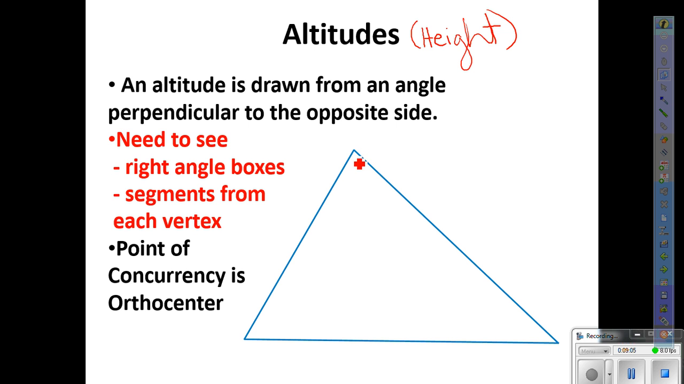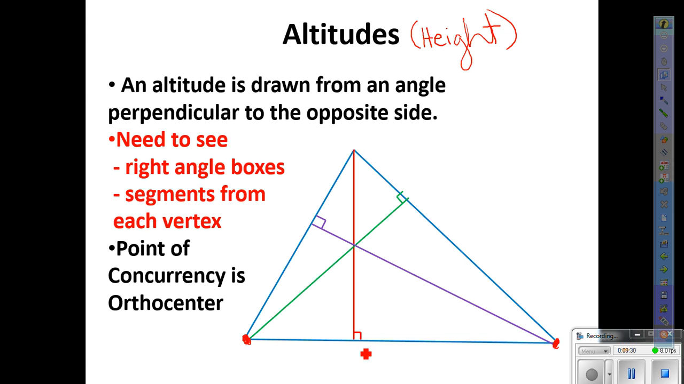Altitudes have to go to a corner, and they have to be perpendicular to the other side. So that means that it should touch a corner, and I should see right angle boxes. All right, so again, touches a corner. Mine might be a little bit off, but it is actually supposed to touch that corner, to the corner, and to the corner. So it has to go from a corner to a right angle. That's what makes it an altitude, and it is the height of the triangle.